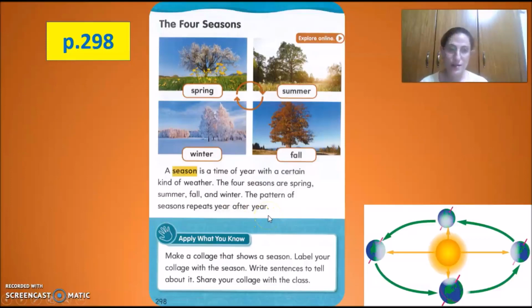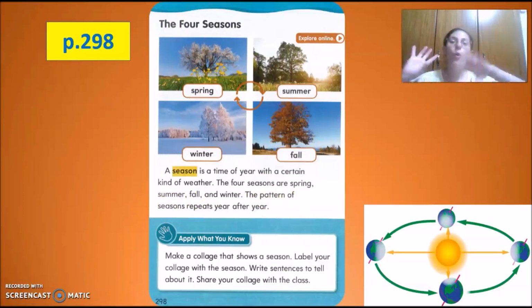So, they're telling us that a season is a time of year with a certain kind of weather, either too hot or too cold, or in the middle. If it is too hot, then we're talking about the summer season. If it is too cold, then we're talking about the winter season. If it is in the middle, half-half, not too warm, not too cold, a mild weather, then we're talking either about the fall or the spring, right? Now they're telling us that the pattern of the seasons repeats every year, year after year.